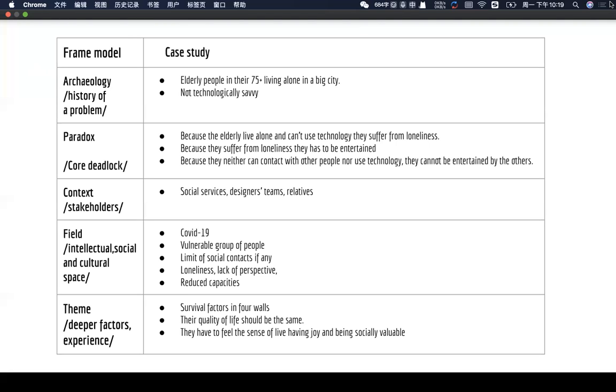Then we would create an intellectual, cultural, and social space, a field of players in the wider context. We would study their power, interests, and values. In our case, it's one of the most vulnerable groups of people, restricted due to quarantine in their movement and social contacts and due to aging reasons in their capacities. In the theme step, we would understand hidden factors and experiences of the players.